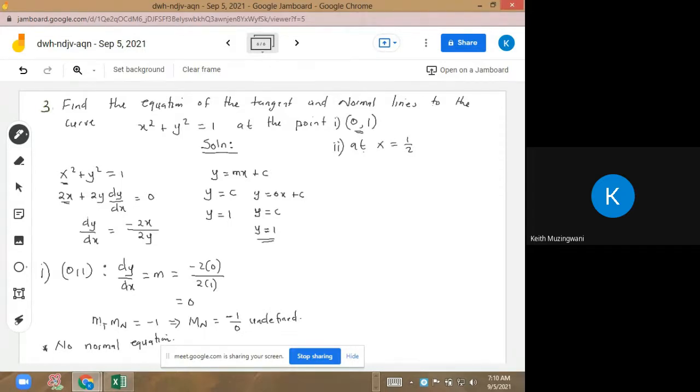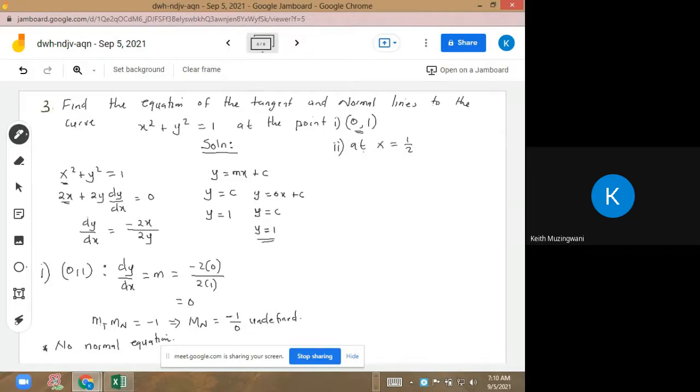You may find this situation where your gradient is 0, and then you fail to write anything. Here we are saying when the gradient is 0, you must know that if you're looking for a tangent line, then it's just a horizontal line, y is equal to c. So pick the constant given in the point for y. And you won't have the normal equation because its gradient will be undefined. Any vertical line does not have a gradient.